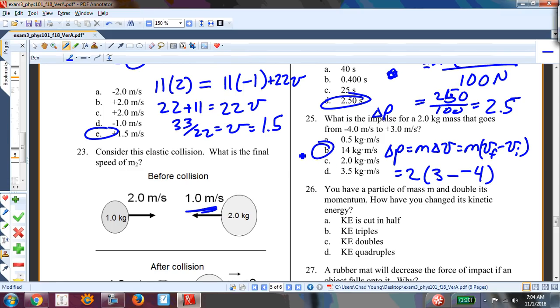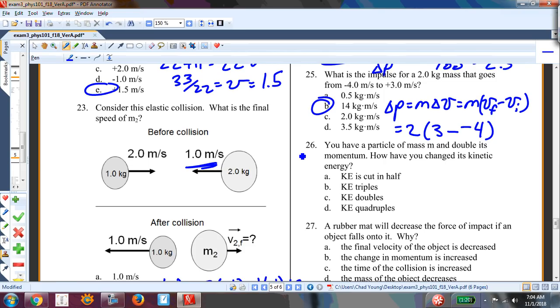You have a particle of mass m and double its momentum. If the mass is staying the same, that means I've doubled the speed if I double its momentum. And since kinetic energy is 1/2 mv squared, if I double the speed, I quadruple the kinetic energy.